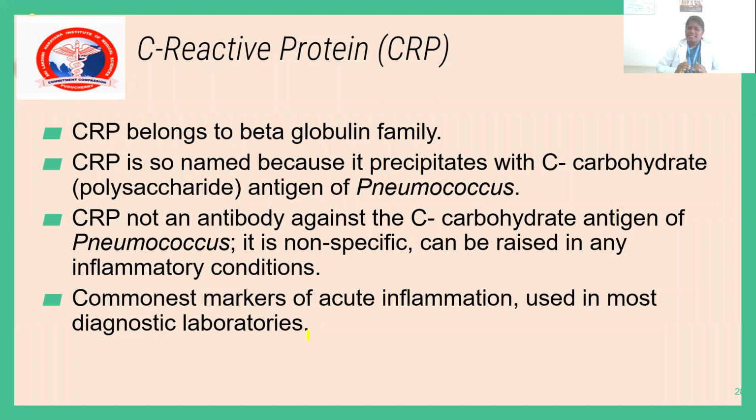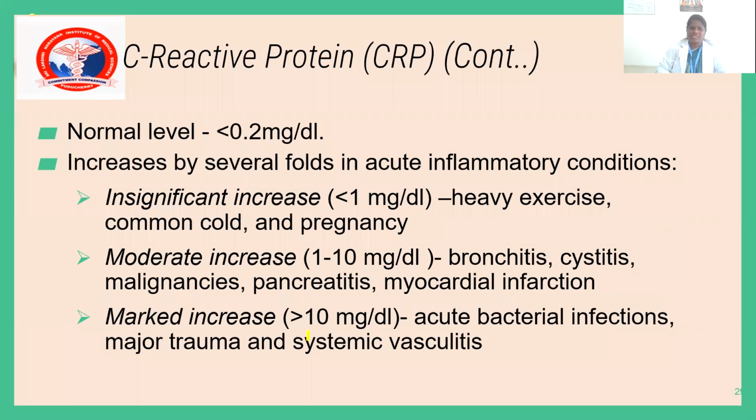It is raised in any inflammatory condition, not only pneumococcal infection: any inflammatory condition like knee joint inflammation, heart problem, any inflammation occurring in the body, the CRP level goes up. It is an inflammatory marker. That's why it is a positive acute phase reactant.